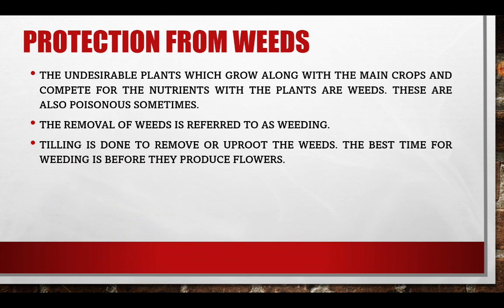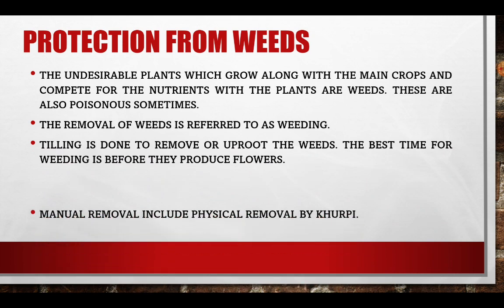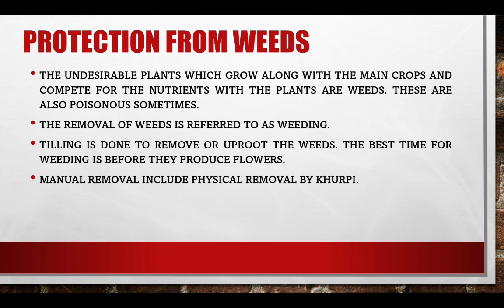Now tilling is done to remove or uproot the weeds. Uproot means to remove the weeds from the root. The best time for weeding is before they produce the flowers and fruits. Manual removal includes physical removal by khurpi. Now you might think, why is it necessary to remove them before the flowering time of the weed? Because as the flowers develop, more seeds are produced and are carried to different places in the field. That's why it is said that before the flowers and fruits come on the weed, we should remove them.